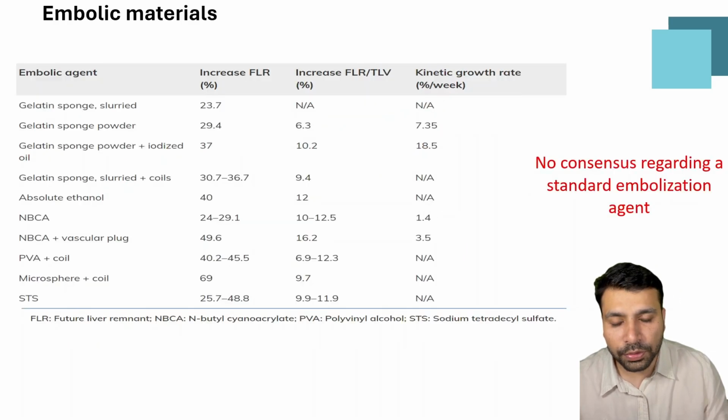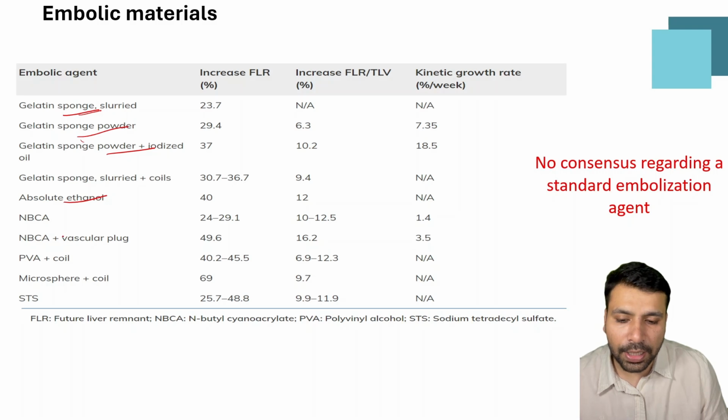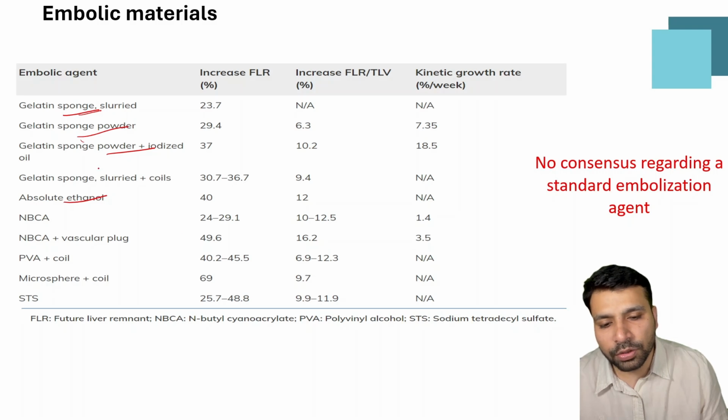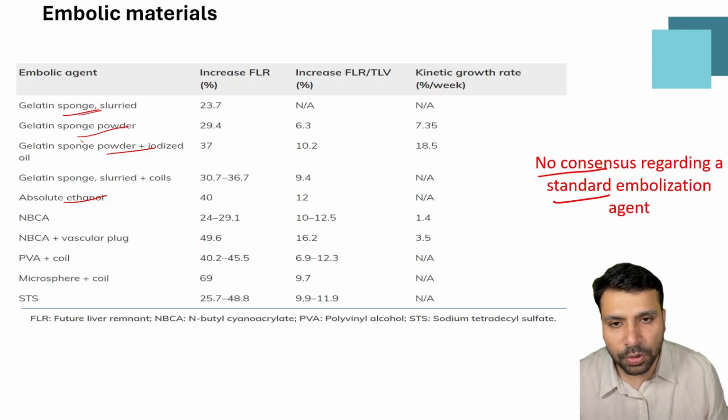Moving on. What type of embolic materials are used? Gelatin sponge powder plus iodized oil, absolute ethanol, N-butyl cyanoacrylate, polyvinyl alcohol, microspheres, sodium tetradecyl sulfate. All of them have been used, and there is no consensus regarding the standard embolization agent, which is the best. There is no standard. All of them are used in day-to-day settings. I think in our center the most commonly used was gelatin sponge powder. I'm still not sure, but I think they use gelatin sponge as well as polyvinyl alcohol.